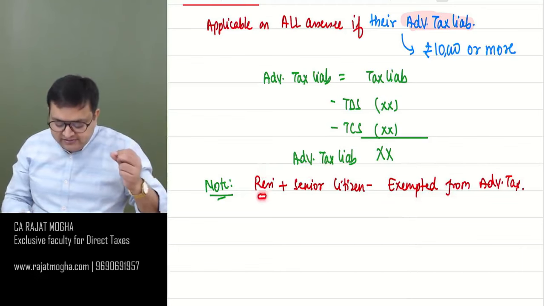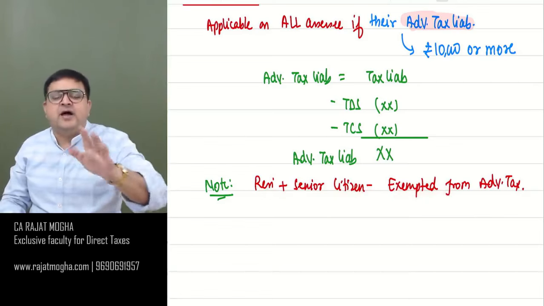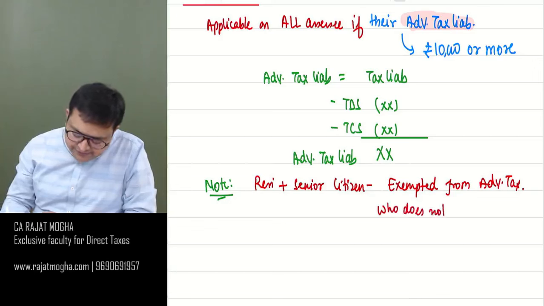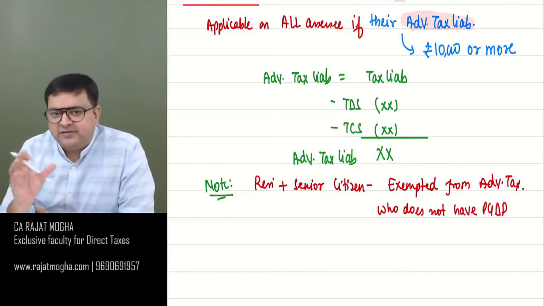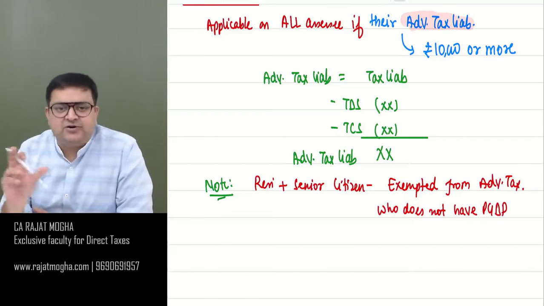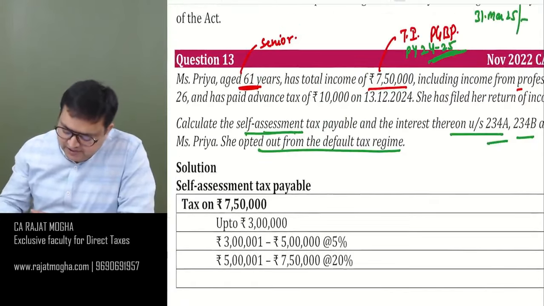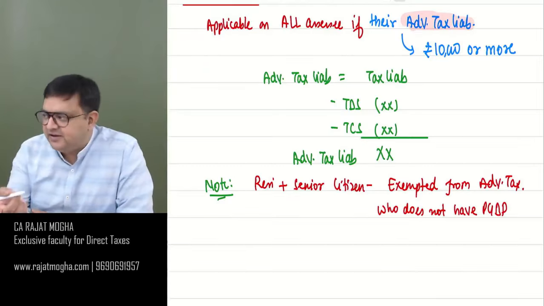However, resident senior citizens are exempted from advance tax, but not those senior citizens who have PGBP income. So only those who do not have PGBP are exempted. But if you have PGBP, you are not exempted. So in this question, we have read that she has some PGBP income also, including her professional income. She is not exempted. I believe you understood this also. Although she is a senior citizen, she is not exempted.